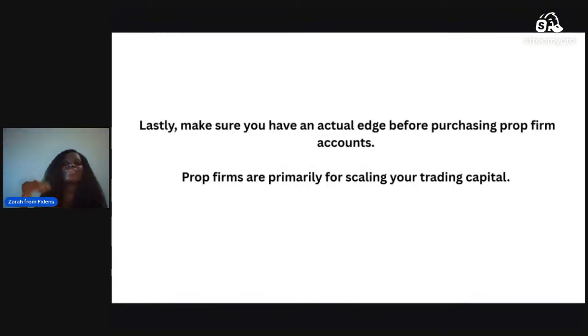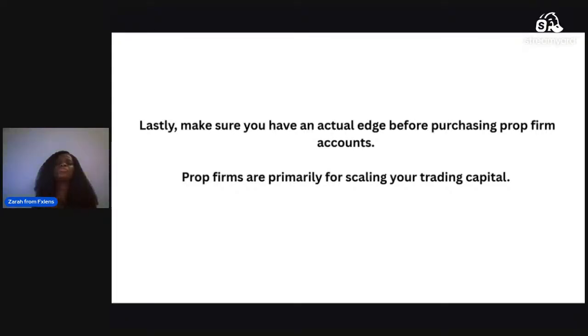If you don't have an edge yet, the best thing you can do for yourself is to fund your personal account. It doesn't matter how small it is, because now you're testing. You know that you have the full, let's say for instance, $400. You know you have the full $100, because your goal at this point is not even making money. So what are you doing with prop firms? If you don't have an edge yet, your goal is not to make money.